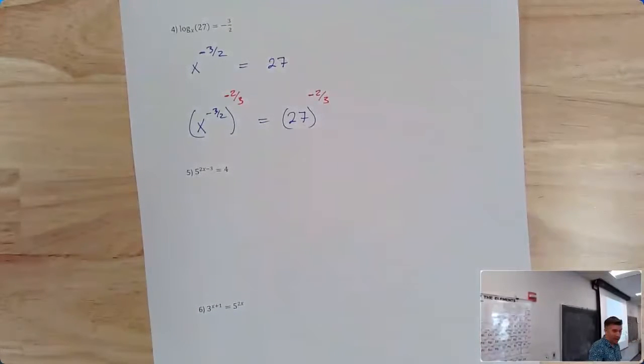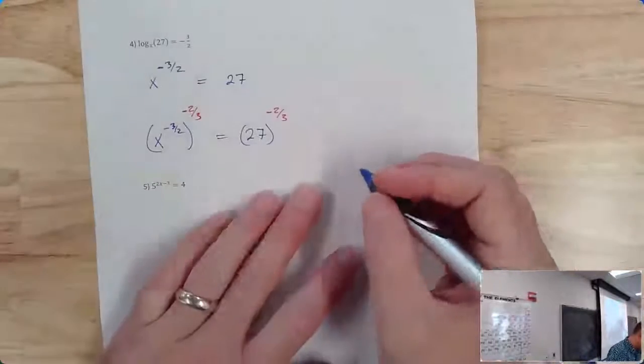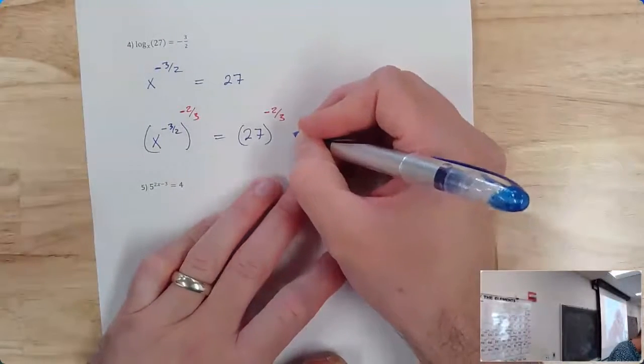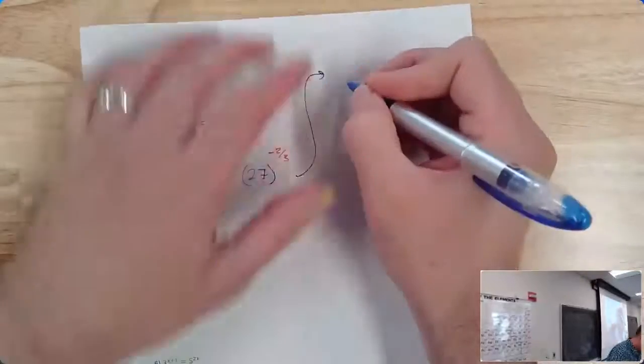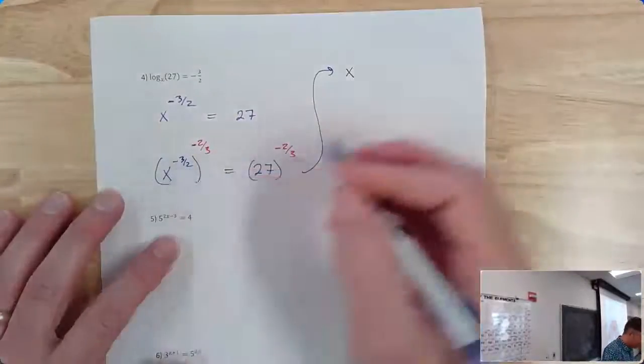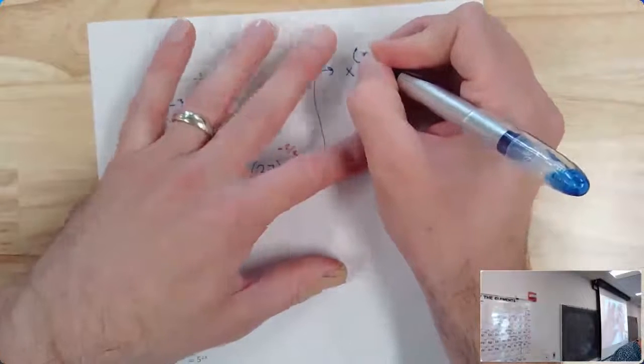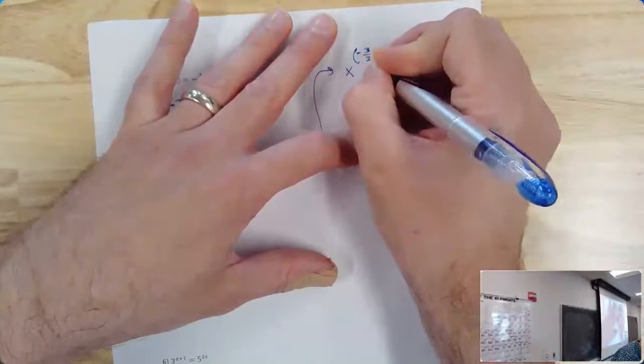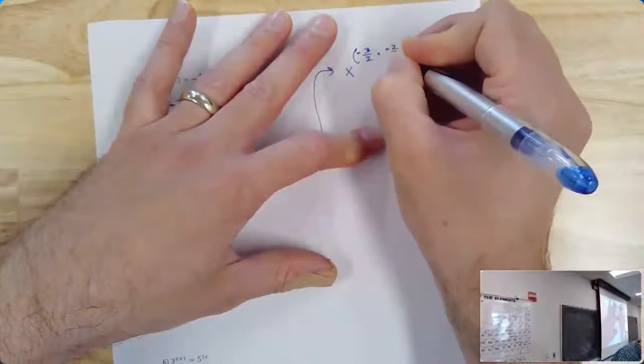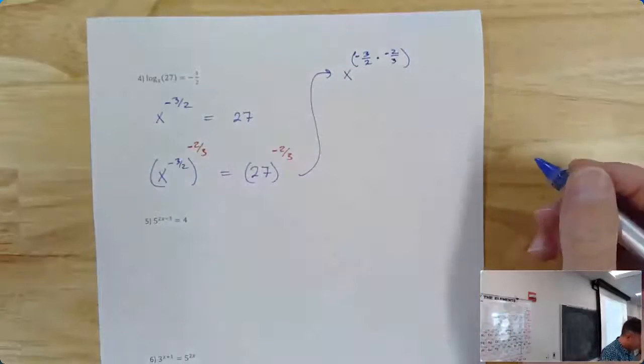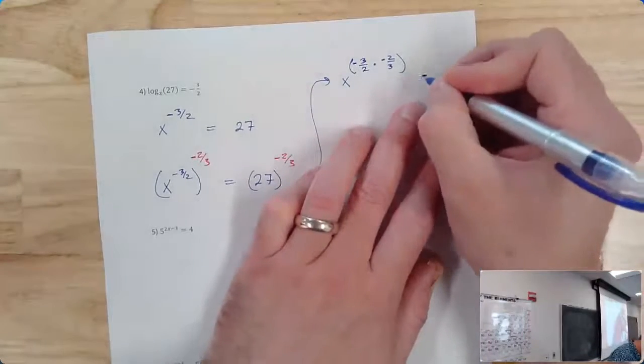Okay. The reason we did that is because when you have a power to a power, we get to multiply the powers. So on the left-hand side, we have x to the negative 3/2 times negative 2/3. And on the right-hand side, I'm just going to leave it as 27 to the negative 2/3 for a second.